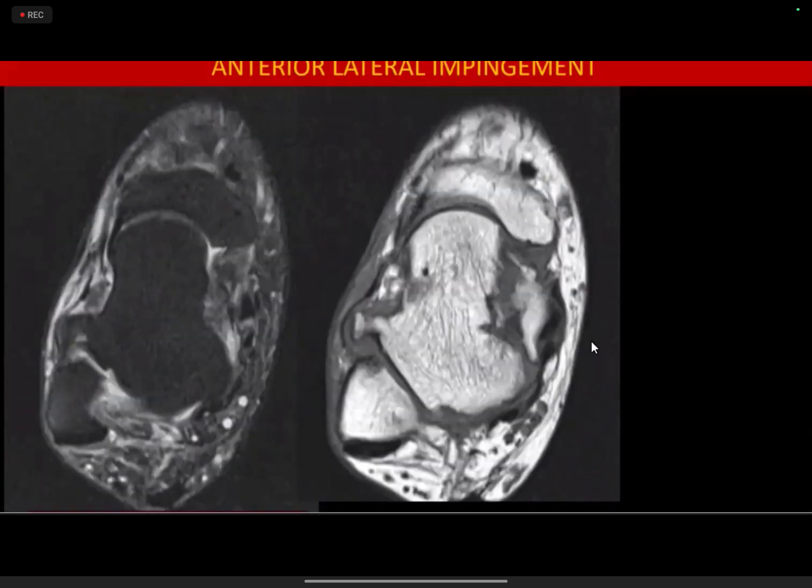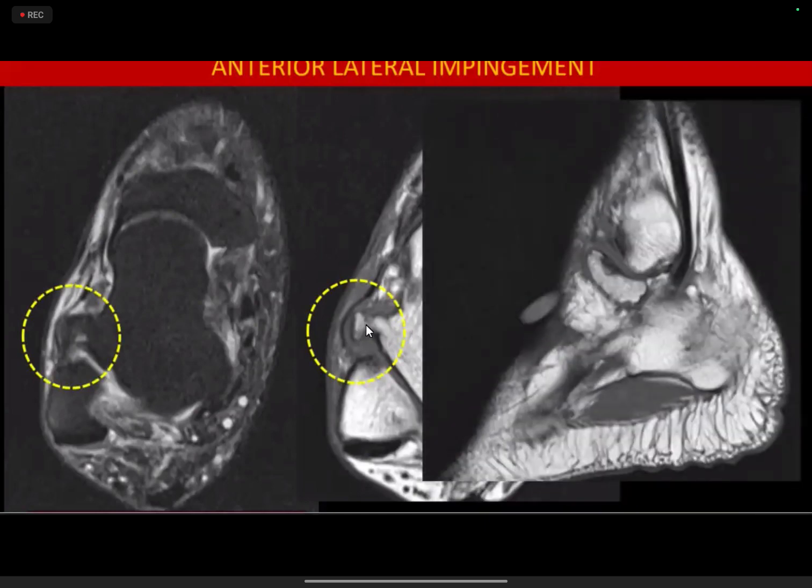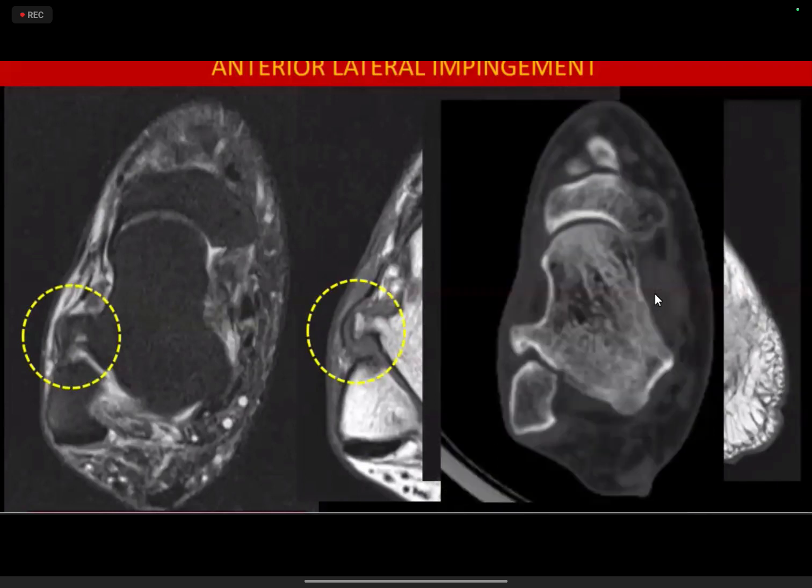Similarly, for example, in this case, he was a 41-year-old male who presented with a chronic history of anterior lateral sprain, and we can see a huge bony spur here. There is obliteration of the recess and thickening of the capsule. Sorry, this is again a bony irregularity which is causing anterior lateral impingement, and we can see corresponding edematous change. And this is the corresponding CT scan.